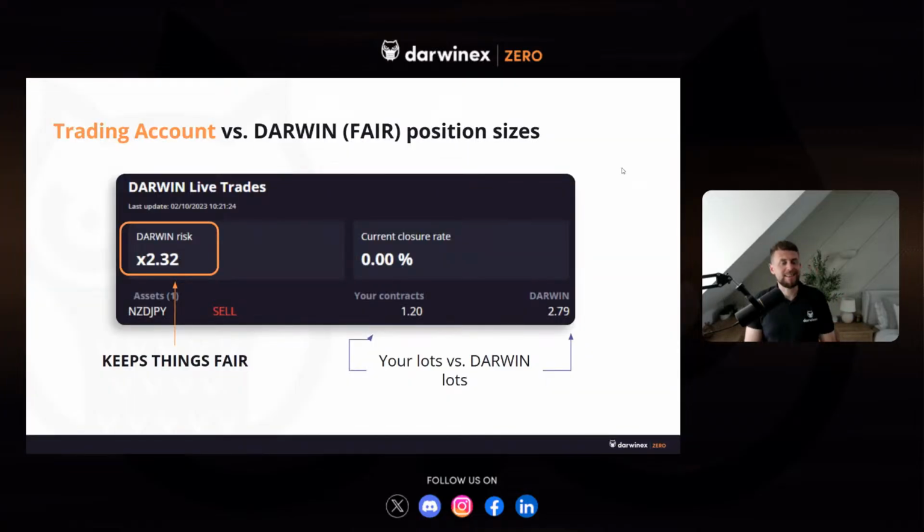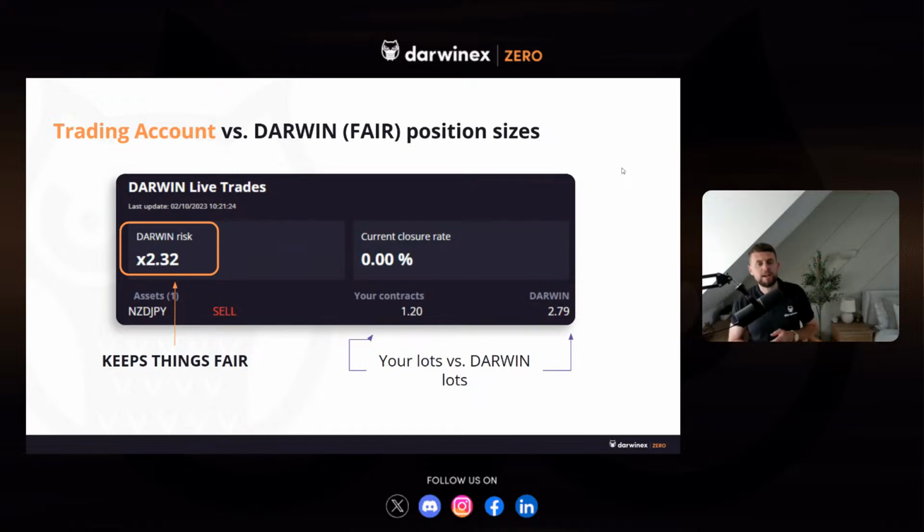You'll also see this on your own Darwinex dashboard. You won't see other traders because, again, this is private because it does show your live trades. So it shows any positions that you're currently in. It shows you your Darwinex risk. So this is the risk multiplier that I was on about. So you can see for this trader, they're being scaled up. So for every 1 lot that the trader is taking at Signal account level, their Darwin is trading 2.32 lots.